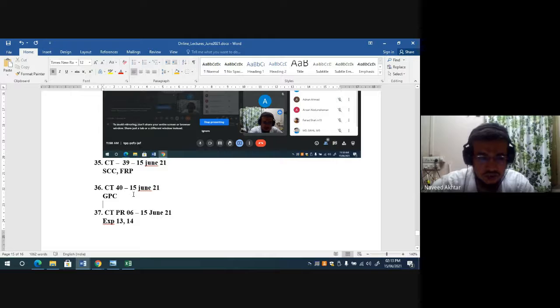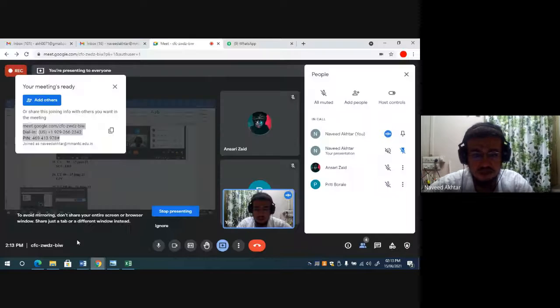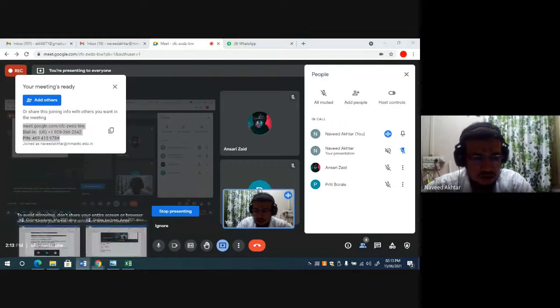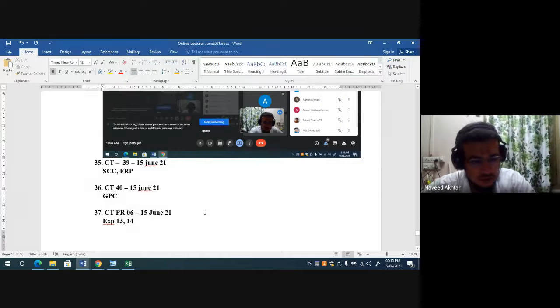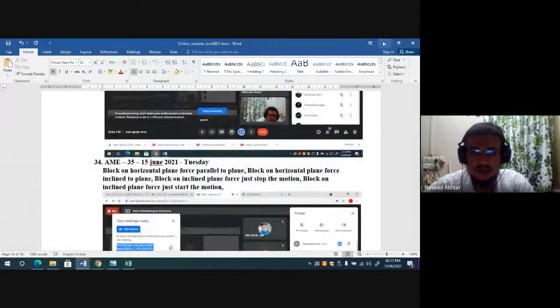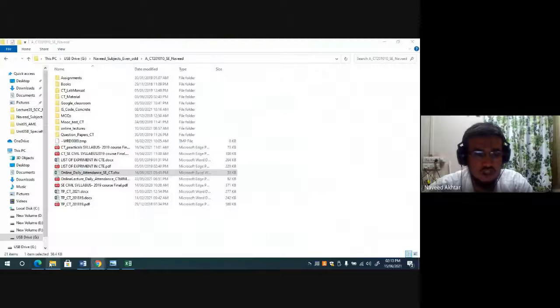We will see today the GPC. That is, now we will see the geopolymer concrete. Also, what is geopolymer concrete? We will see today, and we can understand it. This one you can see, geopolymer.